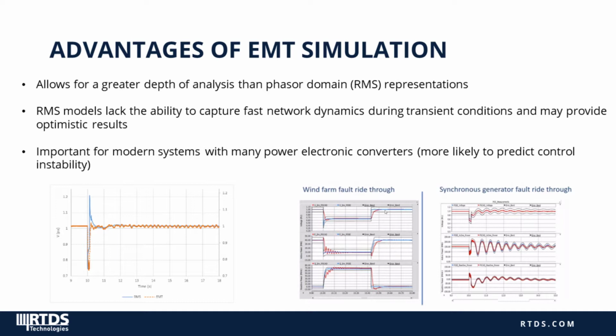So RMS models lack the ability to capture subcycle phenomena associated with transients that might occur in a network where inverters and their control are present. And they also don't have the ability to represent those low-level controls. We've seen increasing evidence that, particularly in systems with a high penetration of converter-connected generation or loads, phasor simulation provides optimistic results, and EMT simulation might be preferable or necessary in these situations because it provides more realistic results and it's more likely to reliably predict things like control instability.